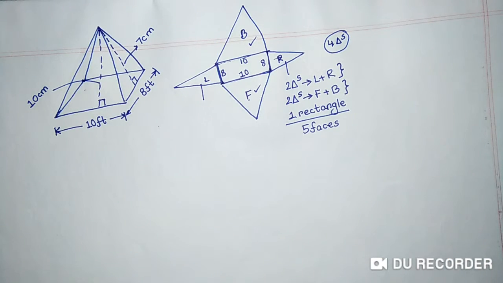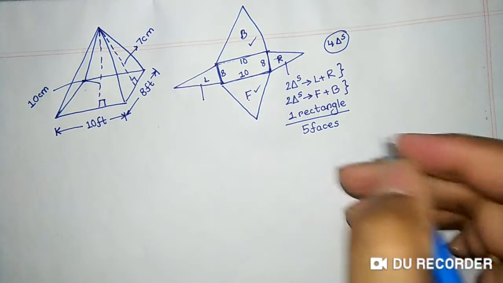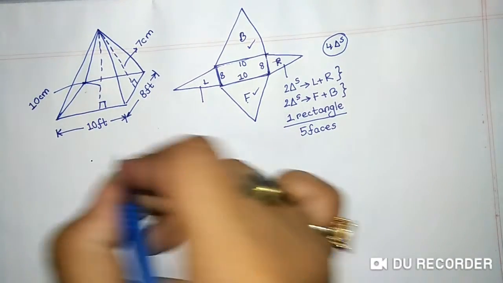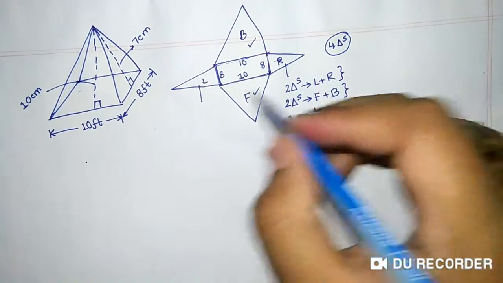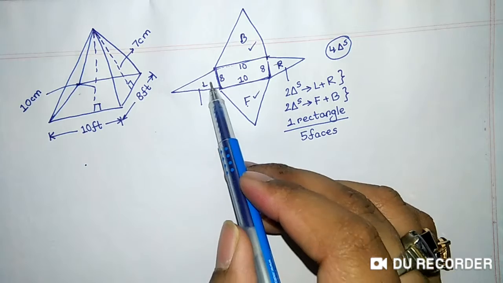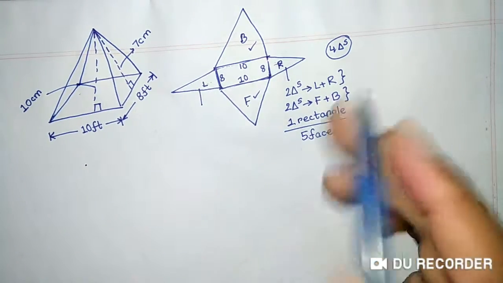So now let us do the calculation back again. Now we have to find the area of the triangle. Which triangle are we going to target first? Let us see. Let us do the triangle left and right.